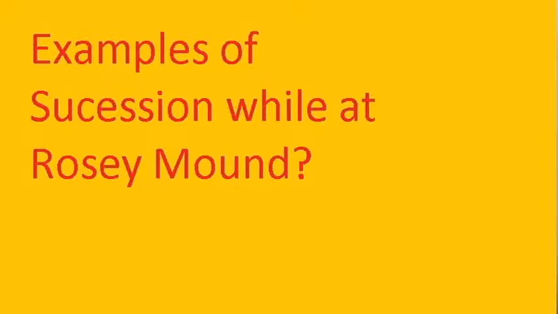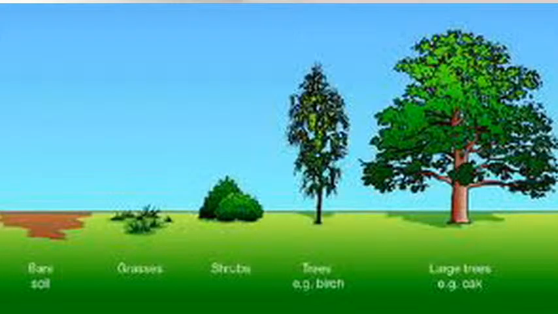Tell me, did you see any examples of succession when you were at Rosy Mound? Yes, I did. For example, when the animals in the forest go to the bathroom, their feces and their urine act as a fertilizer, making the soil more fertile, allowing more plants to grow. As the vegetation becomes more dense, you start to see more animals that you didn't see before in the forested area. That's really interesting, Alexis.